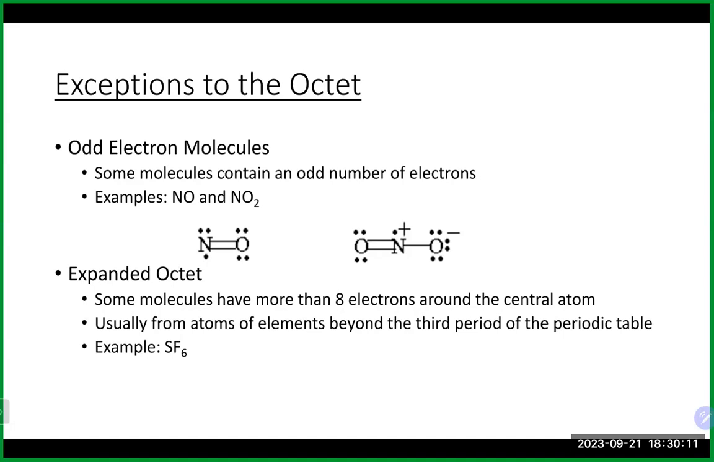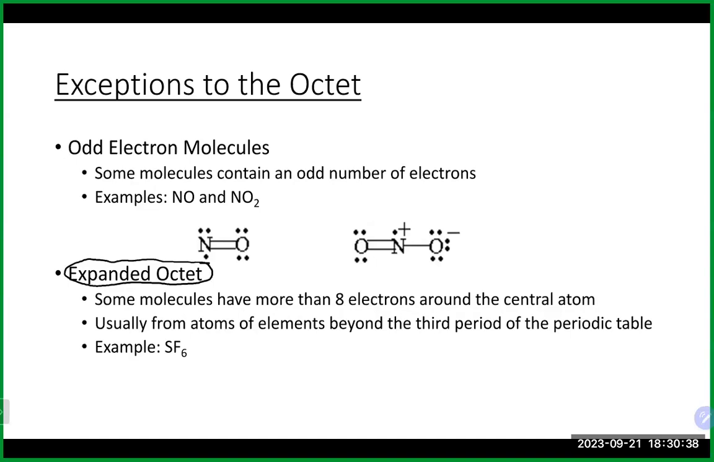I would say out of all the exceptions, that's probably the one you see the least in general chemistry. But it does pop up, as you see here on the nitrogen in both cases, which has an unpaired electron. Now, the one that you see probably the most, and we will talk about the most, is the expanded octet.